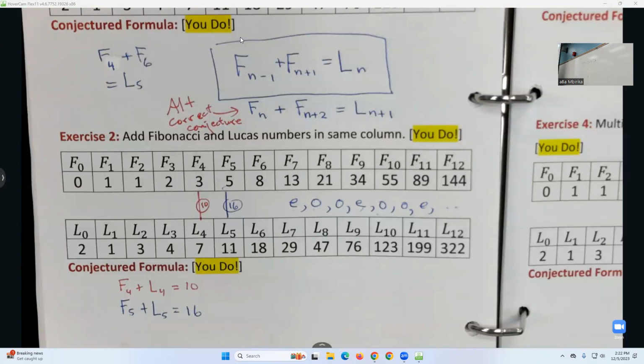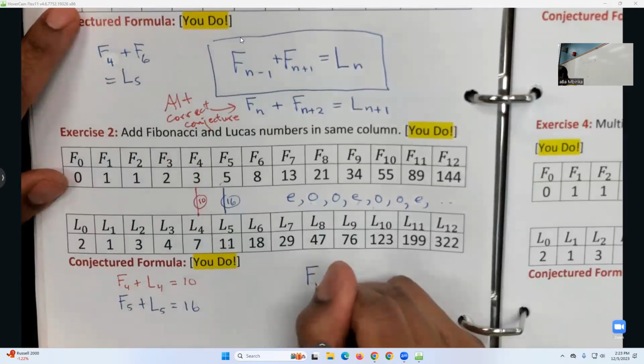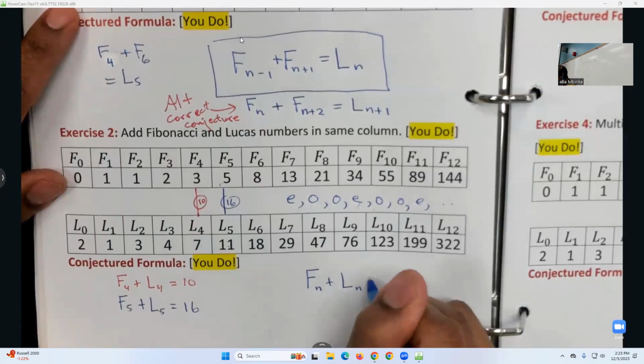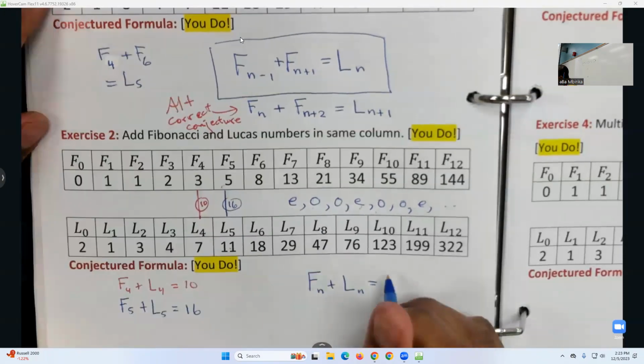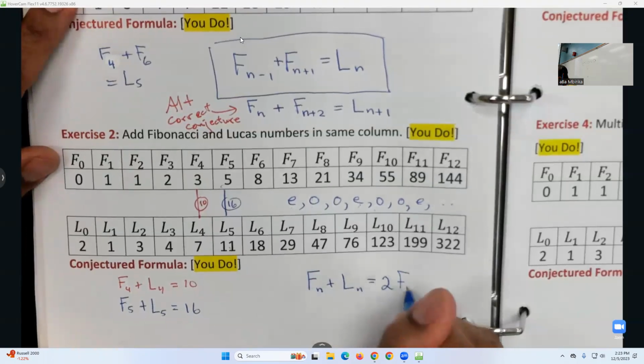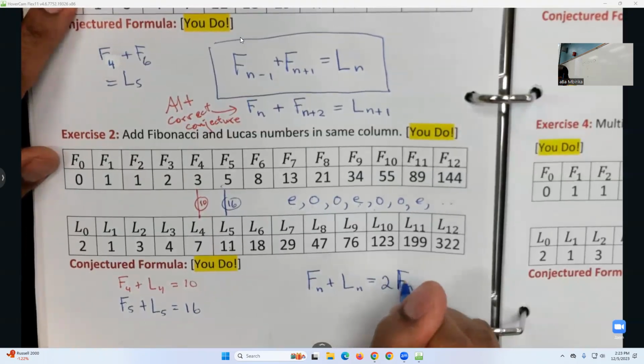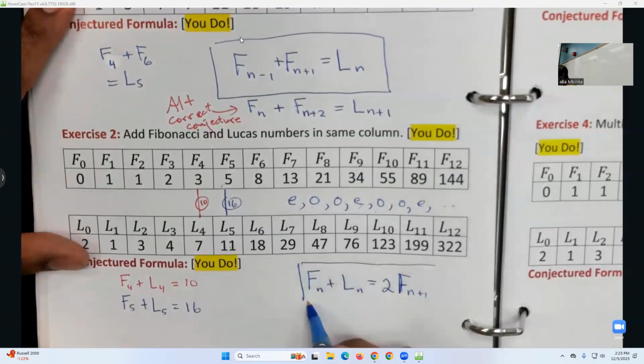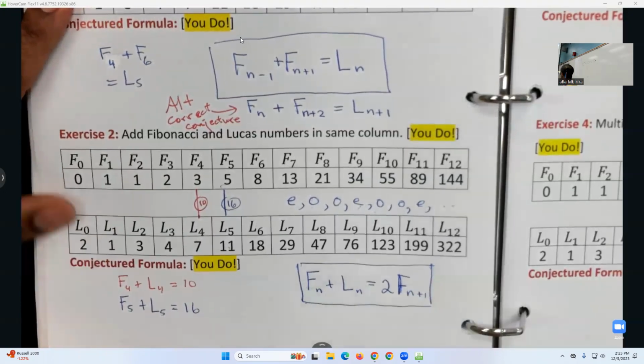I don't know. I just thought maybe it would be like Fn plus Ln equals 2Fn plus 1. Oh. Okay. Roger's being slickety slick. And he's even giving the correct closed form already. He's saying that Fn plus Ln, if we add those things in a column, is double Fn plus 1. So Roger has a superpower, or Roger is secretly doing research in the Fibonacci and Lucas sequences.